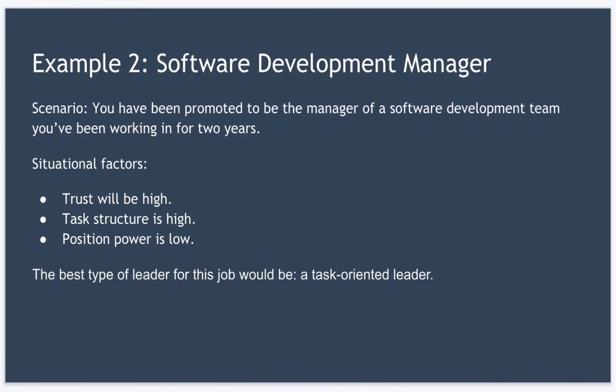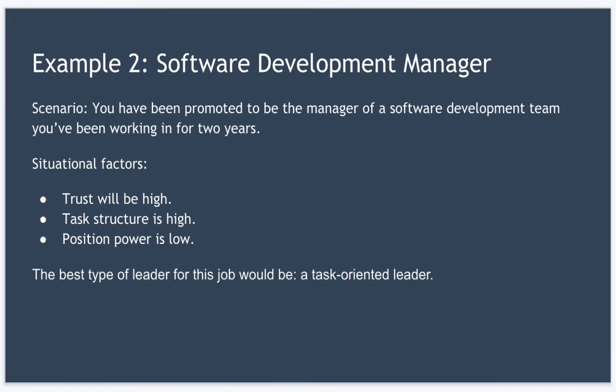So in this scenario, we're going to imagine that you've just been promoted to be the manager of a software development team that you've been working in for 2 years. Now, the situational factors in this scenario might look something like this. So trust will be high, and that's because you've already worked with the team for 2 years, know each of the team members well, and because of that, they trust you. Task structure will be high, and that's because even though software development is complex, task structure is high as the team workers know what they have to do each week.